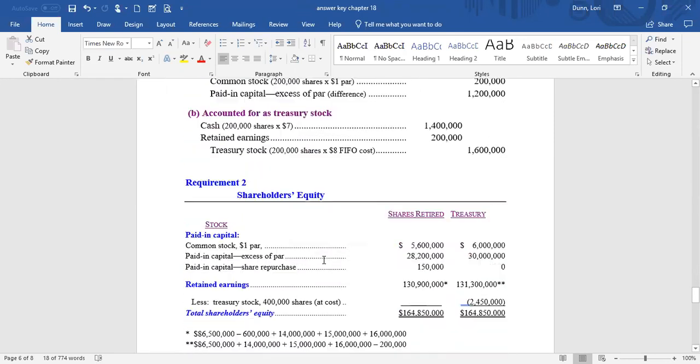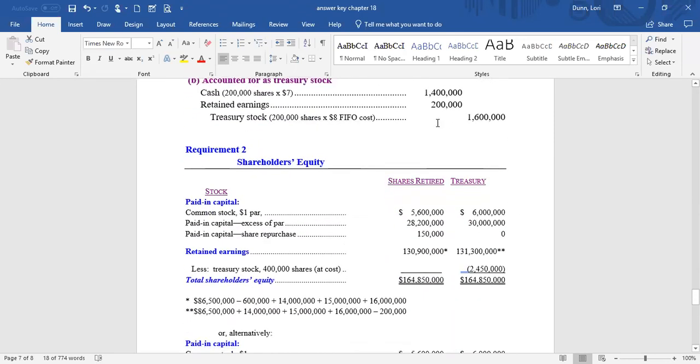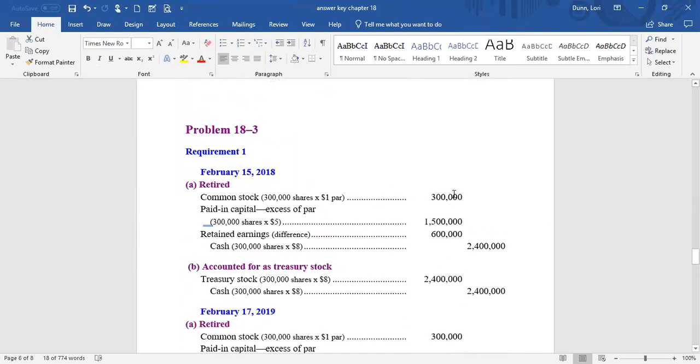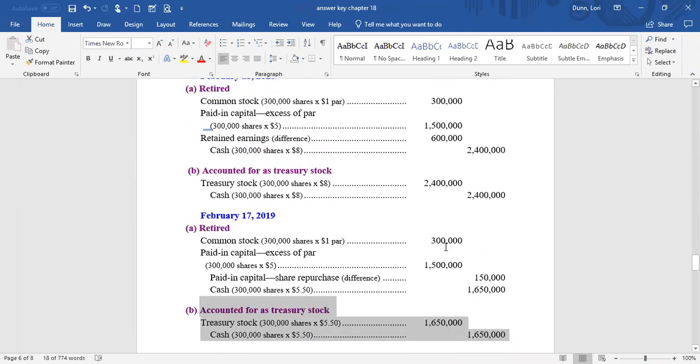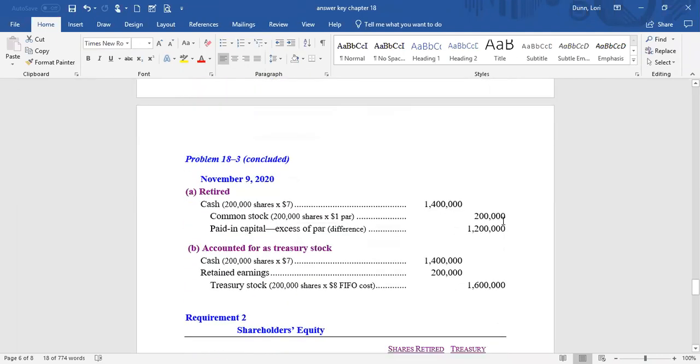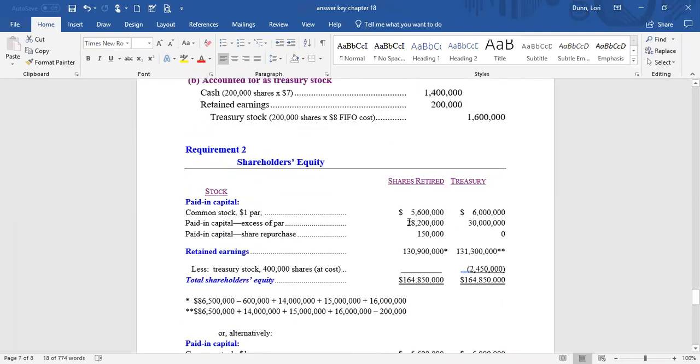So what happens in shareholders' equity? Well, let's focus on the shares retired area. If you go and make T accounts, which is what I encourage you to do, you say, okay, where did I start my common stock account at? 6 million. Well, in my first transaction, I debited it for 300,000 and then another 300,000. So I reduced it twice, but then I increased it by 200,000. So my common stock account will be at 5.6 million.